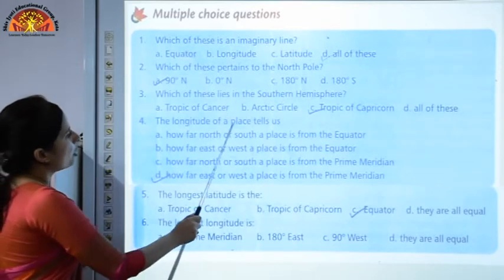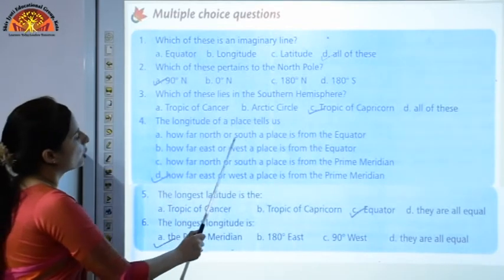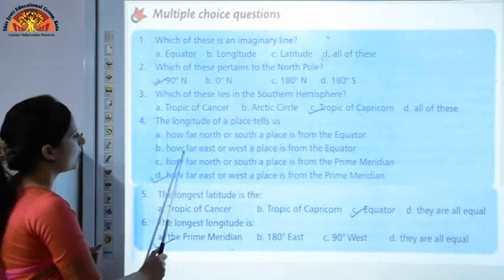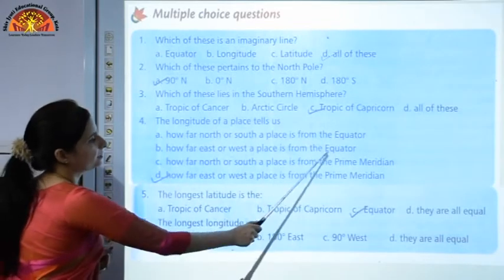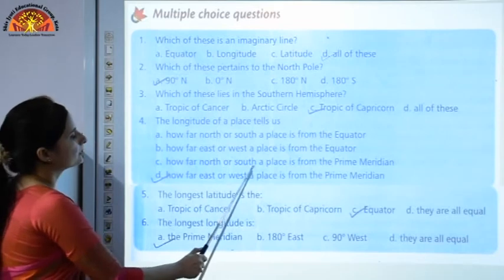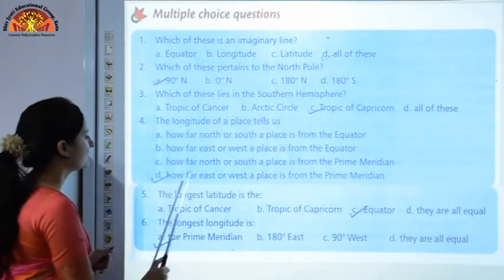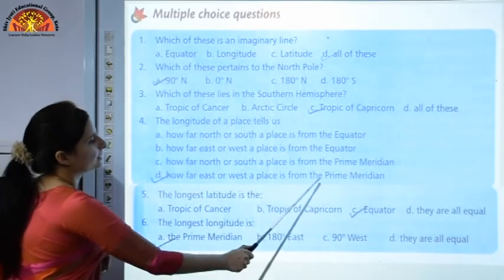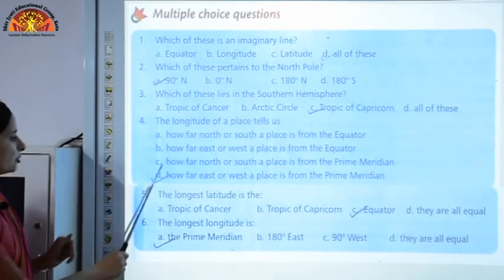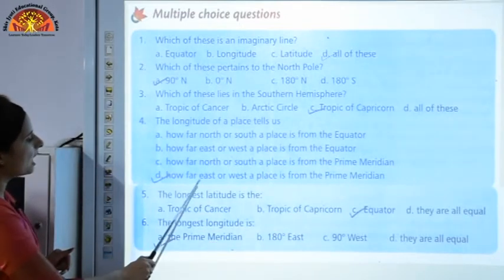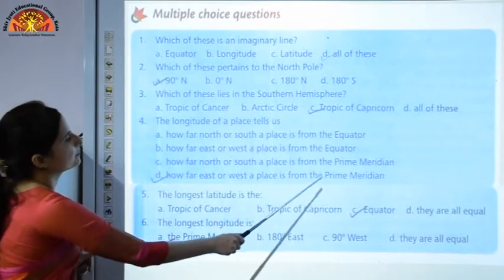The longitude of a place tells us how far north or south a place is from the equator, how far east or west a place is from the equator, how far north or south a place is from the prime meridian, how far east or west a place is from the prime meridian. So the correct option for this is D, which is how far east or west a place is from the prime meridian.